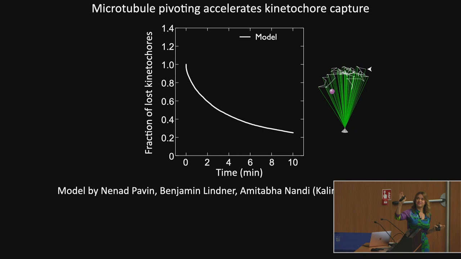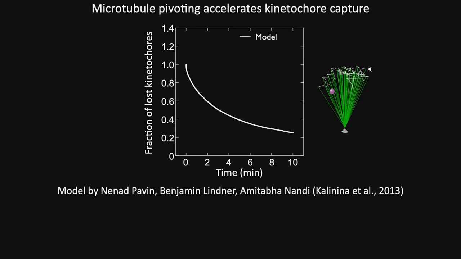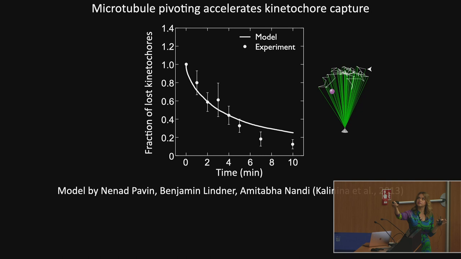The idea was that simply this microtubule is pivoting, and we are asking what is the fraction of lost kinetochores over time. So this is a question of a first passage time. There are no free parameters. All the geometrical parameters of the system are in the model, and then the model gives a direct prediction of how this fraction of lost kinetochores changes over time as more and more kinetochores are being captured. And this is our experimental data. So we have a quite beautiful agreement with this simple model, which is not a fit, but a direct prediction based on the measured movement of the microtubule, movement of the kinetochore, and the geometry of the system.